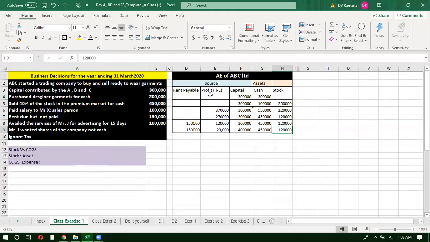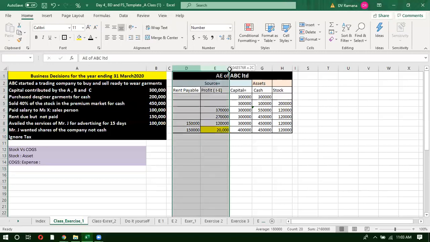So therefore, you can see that every transaction will have an effect on the accounting equation. Now you need to examine whether the effect will impact the profit or cash or any other items. So by the end of this period, the company has a profit of 20,000, ignoring interest and the taxes.